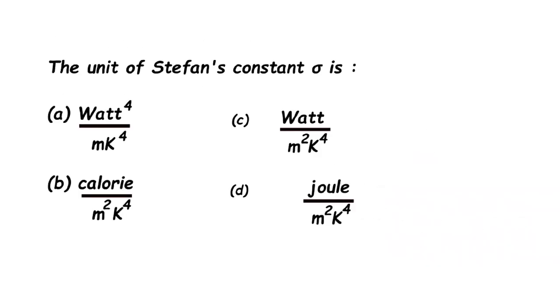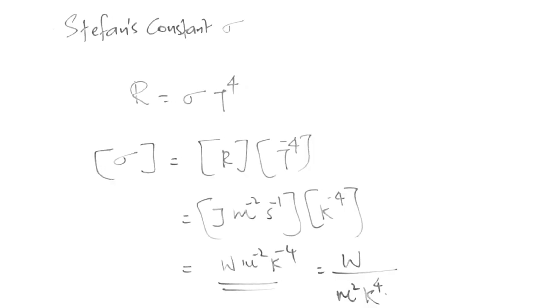The unit of Stefan's constant sigma is: option A watt raised to 4 divided by m K raised to 4, option B calorie divided by m square K raised to 4, option C watt divided by m square K raised to 4, and option D joule divided by m square K raised to 4. Here we have to find out the unit of Stefan's constant sigma. The radiant energy emitted by a perfect black body per unit area per second is sigma T raised to 4. T is the absolute temperature, sigma is the Stefan's constant.